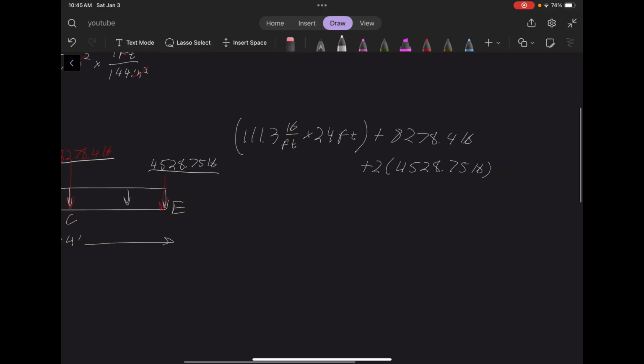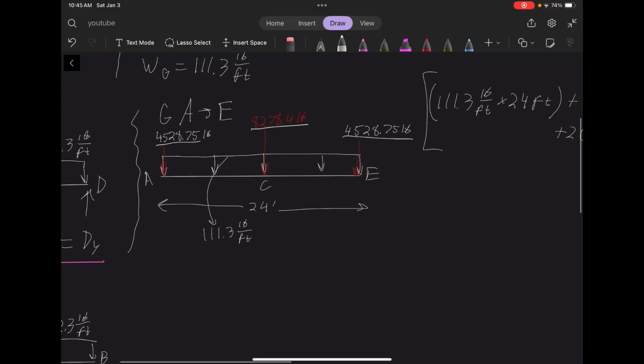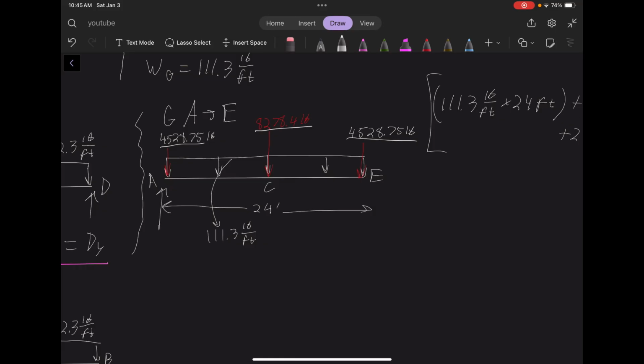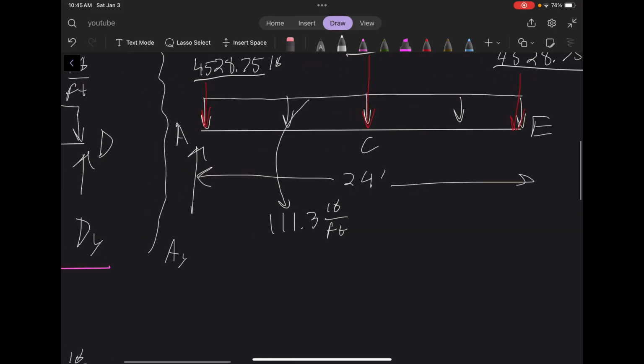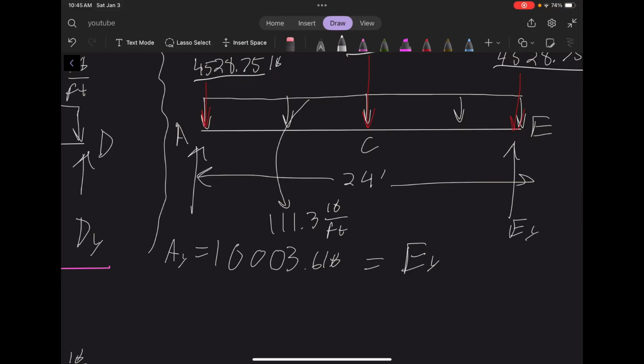So basically, you're just taking all of this, divide it by 2, and you'll get your answer for AY and EY. So AY is equal to 10,003.6 pounds, and which will be the same as EY. This is EY. This looks horrible. Let me fix that.